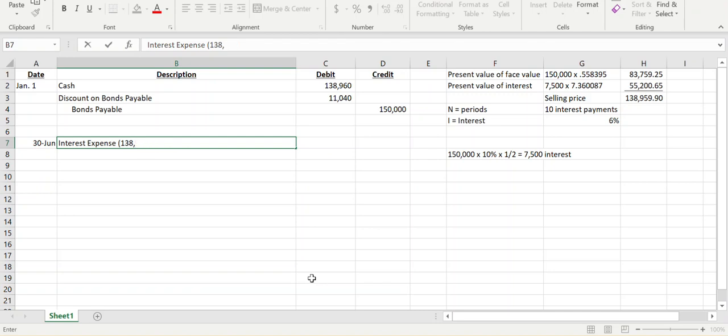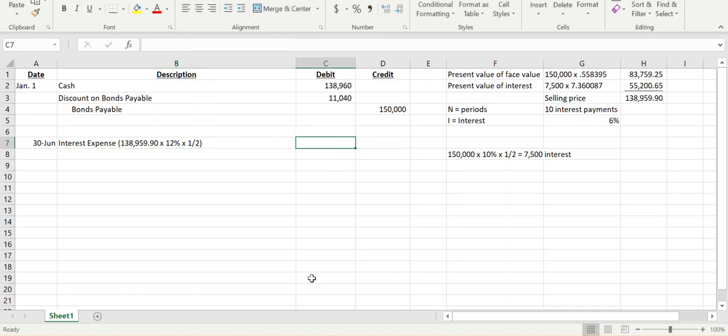We now need to multiply that by the effective interest rate of 12%, and then multiply that again by a half, because again, we are paying interest on a semi-annual basis. So we have $8,337.59 that we are going to have in terms of our interest expense that we're going to be recording.